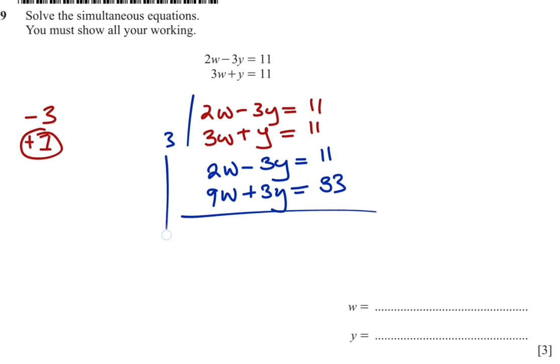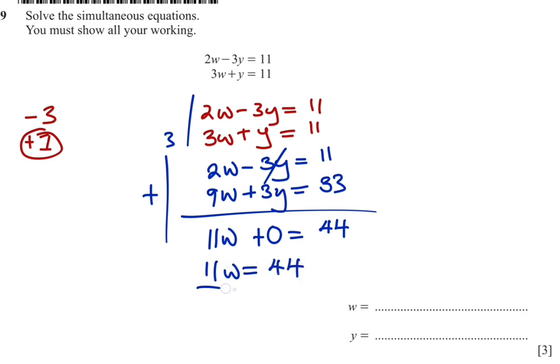So now at this point, I can add, and I'm going to have 0 plus 11w, equal to 44. Now, it's just the same as 11w equals 44. In this case, divide by 11, and this is going to give us 4. So the value of w is equal to 4.